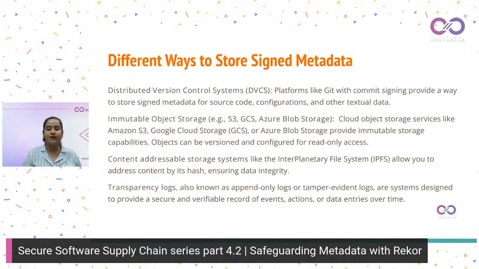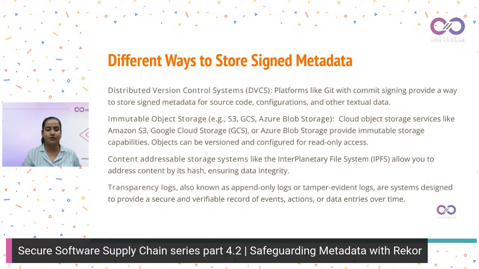Today we will be talking about transparency logs, but let's walk through these as well, because these are also some of the very convenient ways. First of all, the distributed version control system. Platforms like Git with commit signing provide a way to store signed metadata for source code, configurations, and other textual data. When do we use it? We use it when you have to track versions and changes in code at every nanosecond, and you can also check configuration files and other text-based artifacts. I would like to highlight that text-based artifacts are the major ones. If you want to track these, you use a distributed version control system, basically Git, which is in action most of the time. And here commits can be signed for integrity verification.